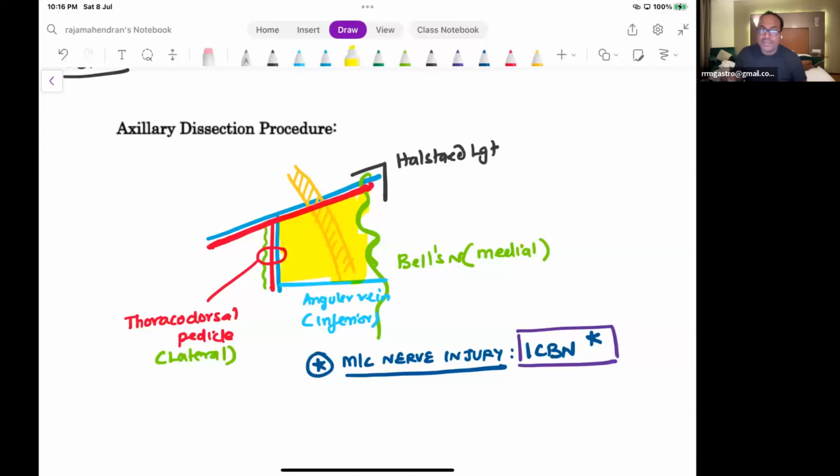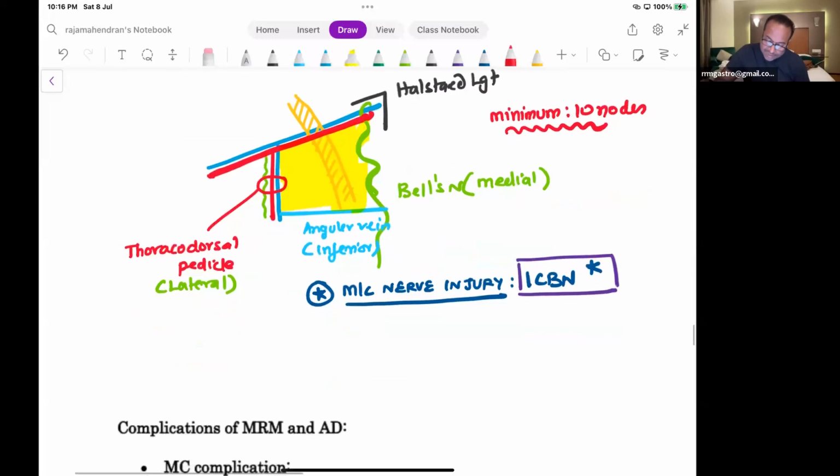Level 1, level 2, level 3 nodes, all have to be removed. And what is the minimum number of nodes that should be removed if the surgery is done properly? Minimum 10 nodes should be removed in axillary dissection. Very good. So this is the axillary dissection procedure.